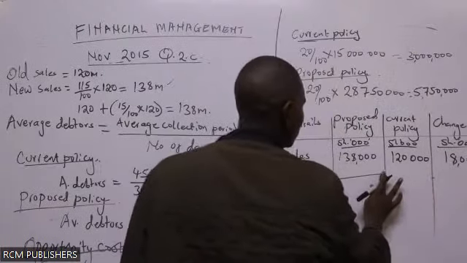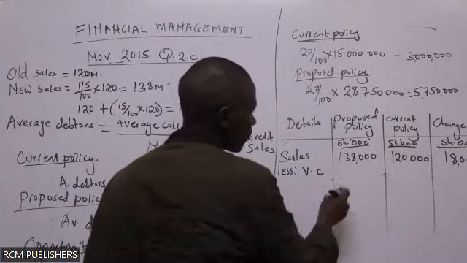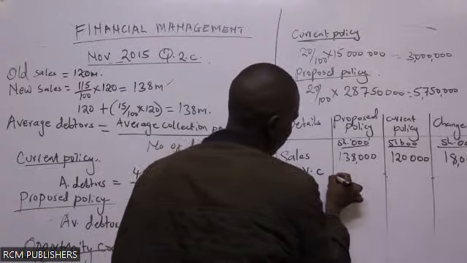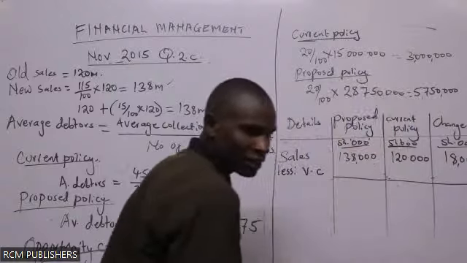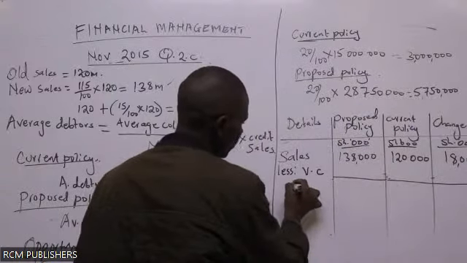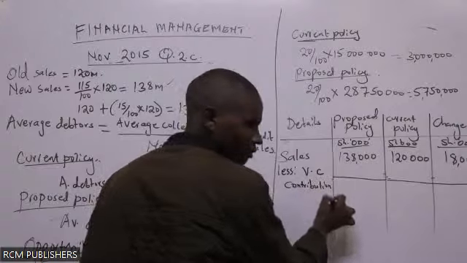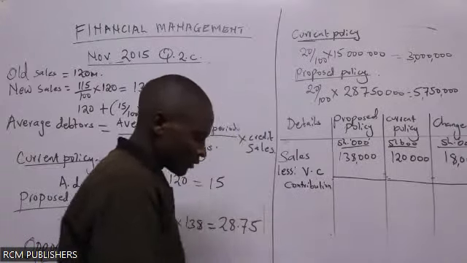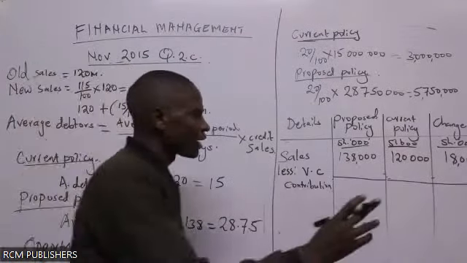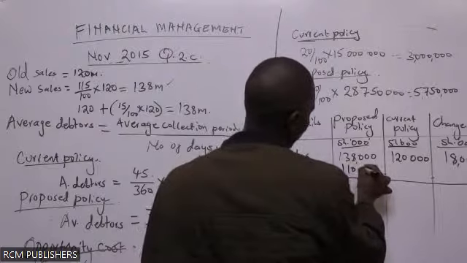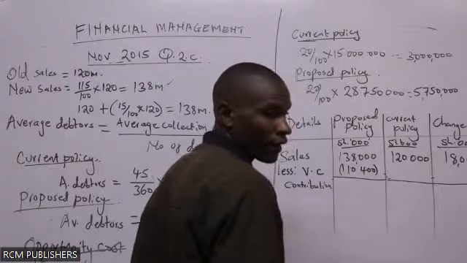Here ya kwanza, 80% of 138 itakuwa ngapi? Then this will be my contribution. Patia hiyo. 110,400. Thank you. Write that. Hii huwa tunatoa. Haya, thank you very much.